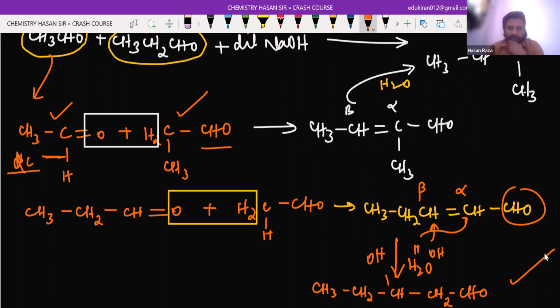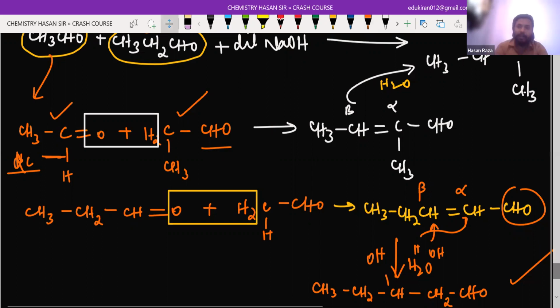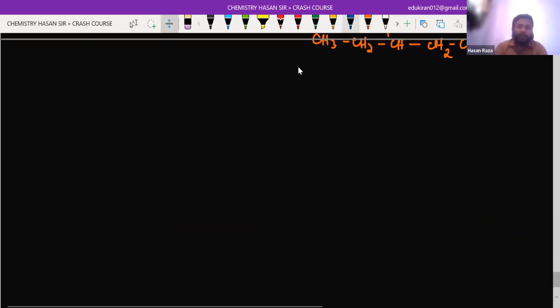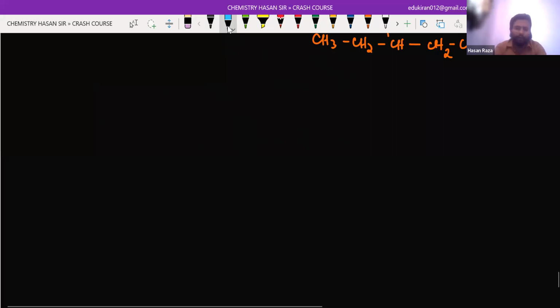Can I change the slide? Yes, sir. Okay. After this reaction, aldol condensation, we have the Cannizzaro reaction. And the Cannizzaro reaction is the one in which there should not be any alpha hydrogen. There should not be any alpha hydrogen. So Cannizzaro reaction.